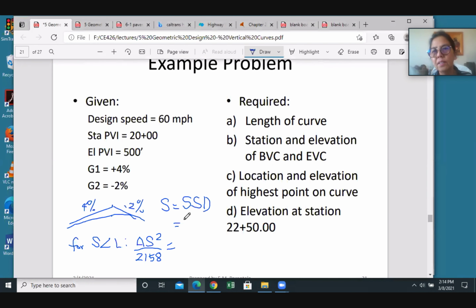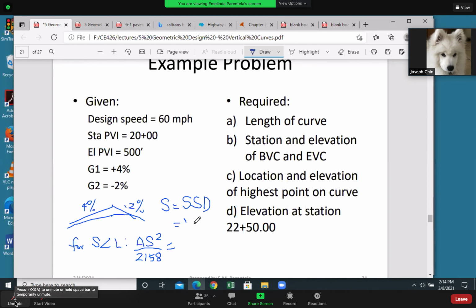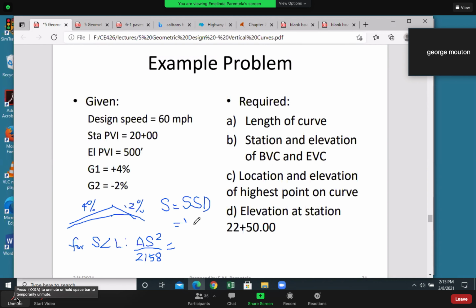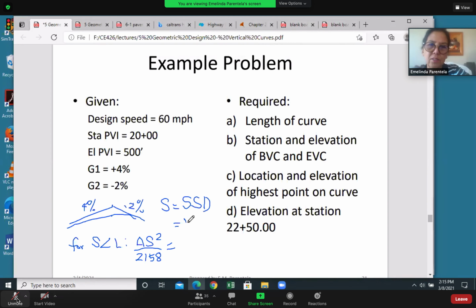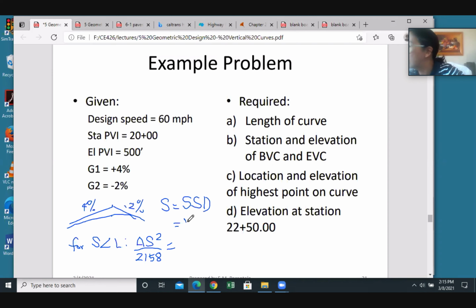S is... I got 147.8 feet. Is that right? Oh no, 147. That's the S. It looks too small. So I got it wrong. 565.5. 565. Did you just do 0.35 minus 0.02? Doesn't look like it.